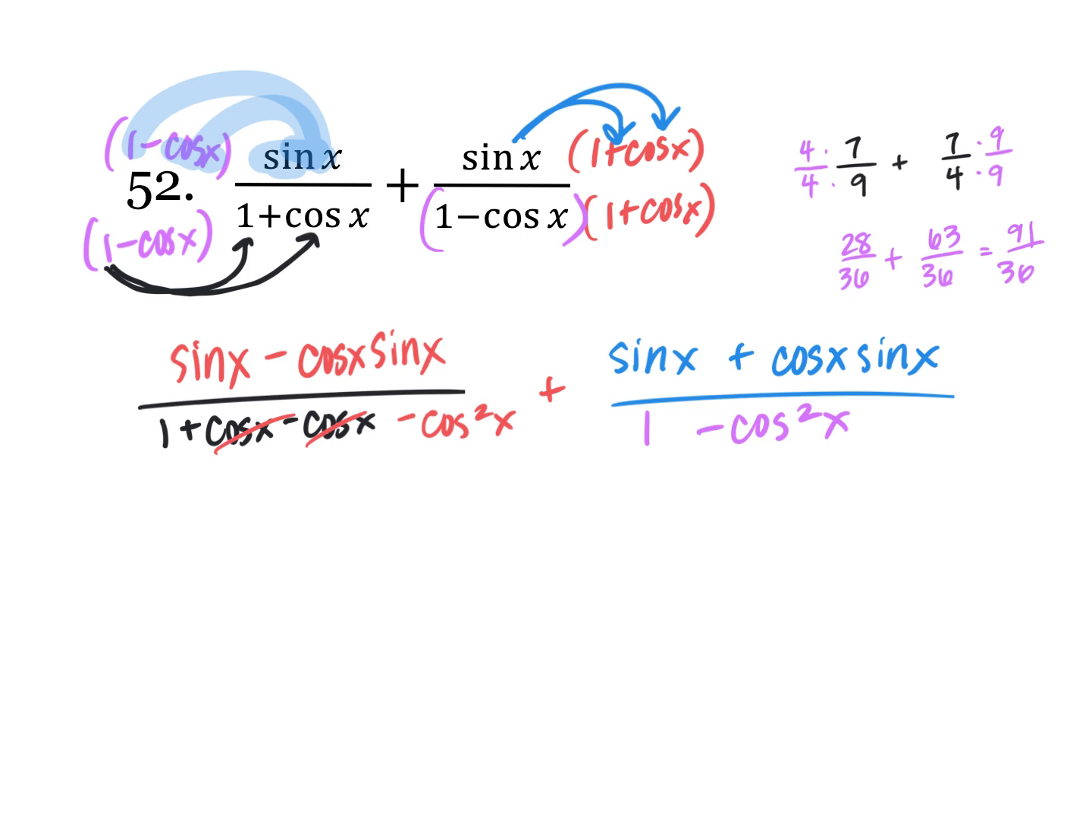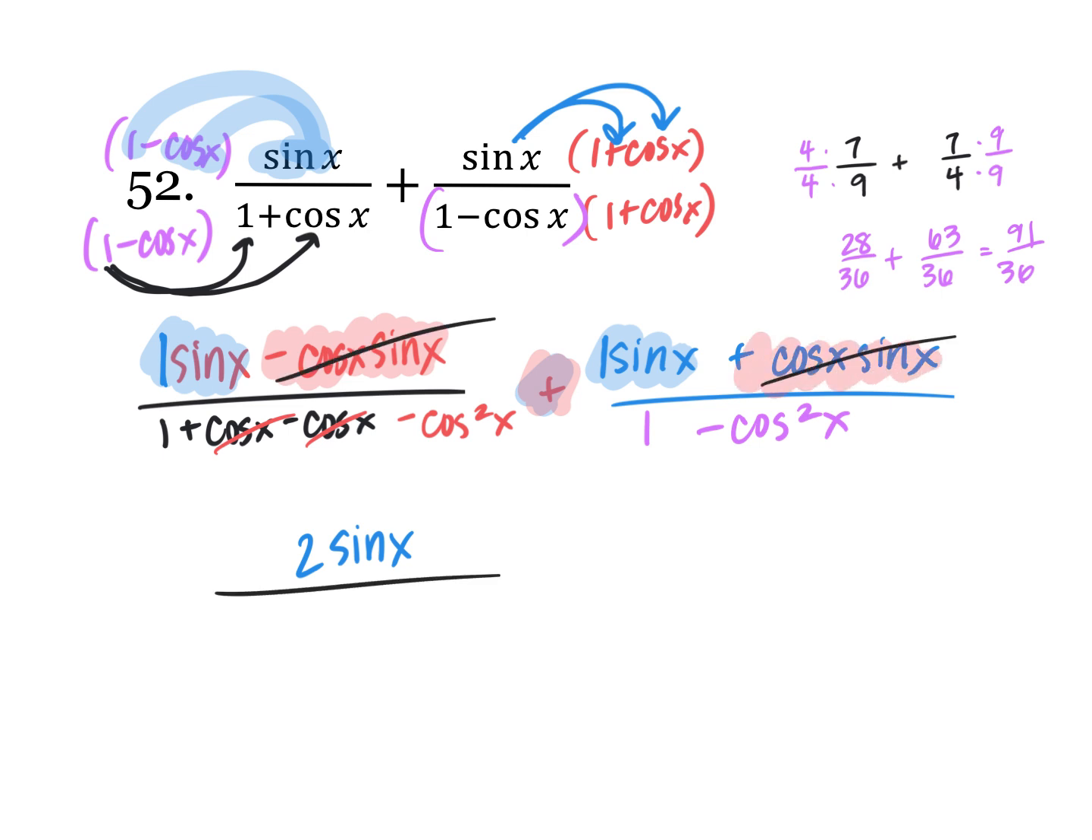Now look what we did over here. When we had common denominators, we added those numerators. Can we add these numerators? You like my shorthand? It's just too much to say. Okay, let's add our numerators. What is 1 sine of x plus 1 sine of x? 2 sine of x. What about negative cosine sine plus a cosine sine? They're gone. What's this over? 1 minus cosine squared.